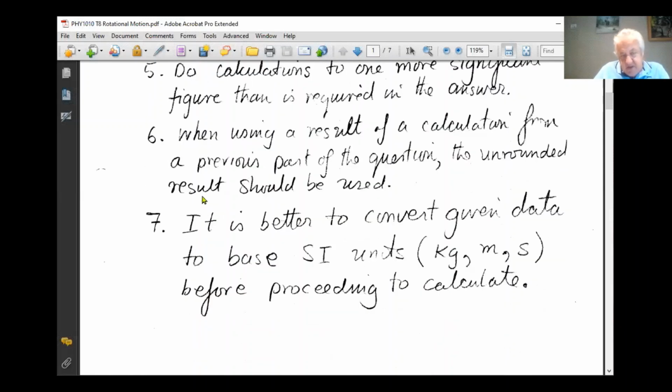Now sometimes you have different parts of a question, A, B, C, D, etc. So you do a calculation in A, you give your answer rounded to whatever number of significant figures. Let me say 3 significant figures. Then you go on to part B and you use the results of part A. When you reuse results of an earlier part, you use the unrounded figure. So let's say you were calculating part A to 4 significant figures, gave your answer to 3 significant figures. Part B, you need to use the result from part A, so you use the 4 significant figures, the unrounded number.